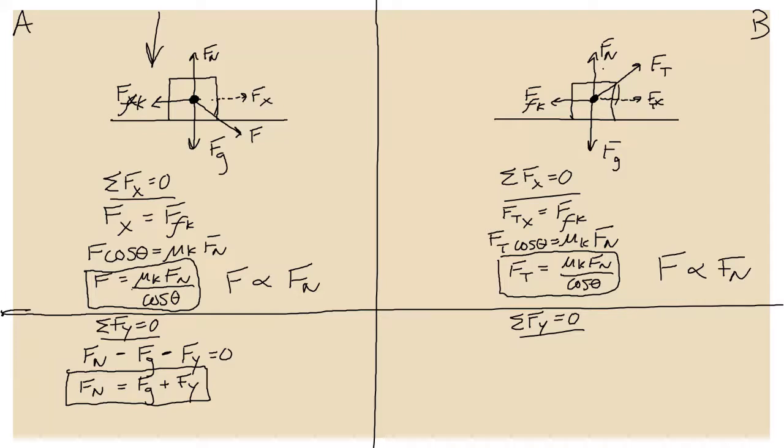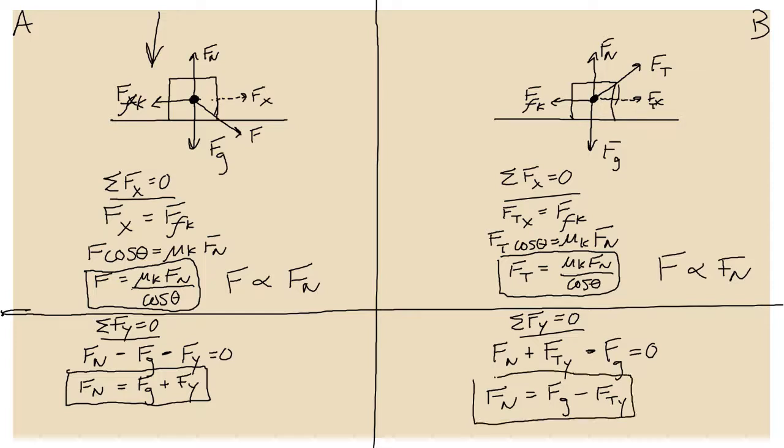By contrast, in case B, we have the upward forces, the normal force and the vertical component of the tension, Fty, minus the downward forces, which is just Fg, equal to 0. And so that means the normal force is, I got to add Fg over, so I'll have Fg, and then I got to subtract over Fty.